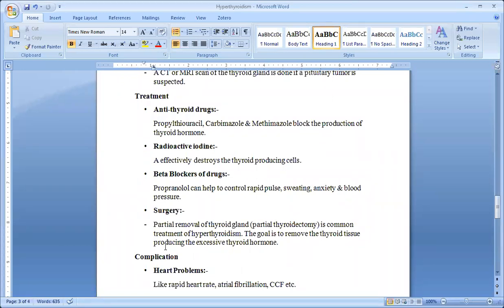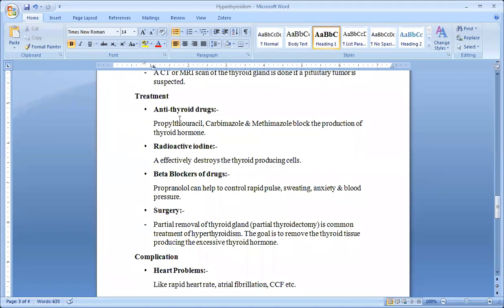Okay, it is a common treatment of hyperthyroidism. Commonly we are doing this. The goal is to remove the thyroid tissue producing the excessive thyroid hormone. Means whichever part of the thyroid gland is overactive, that part only we will remove, not the whole gland. Partially we can remove it. That is called a partial thyroidectomy. That is the surgery. This is the common treatment in hyperthyroidism.